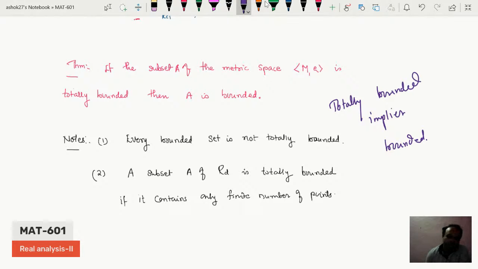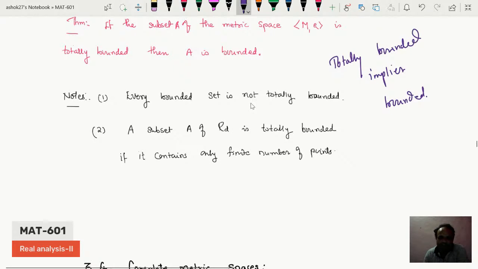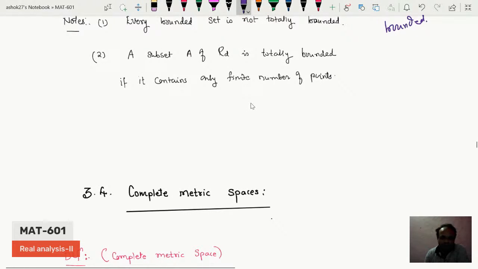A subset A of R^d is totally bounded if it contains only a finite number of points. So this is another note. So this is about totally bounded sets. We'll stop here, and in the next lecture we'll continue with complete metric spaces.